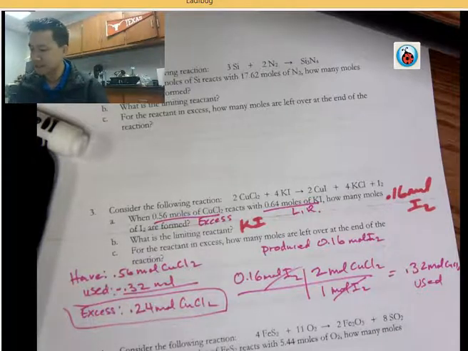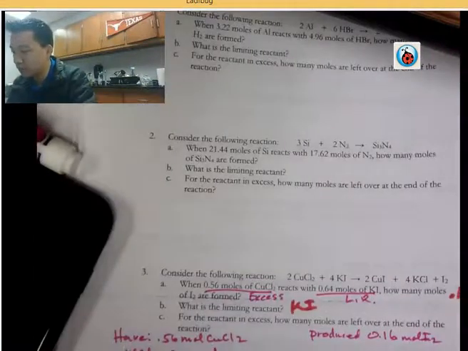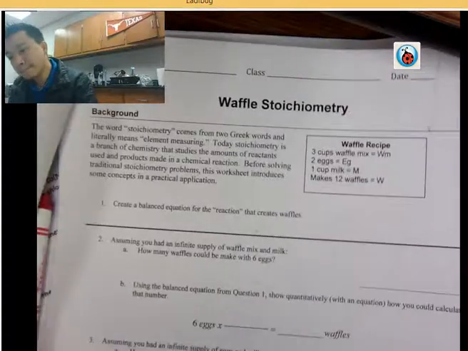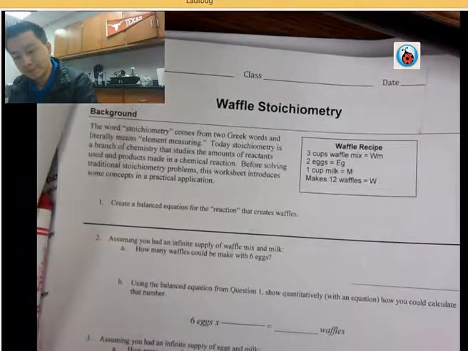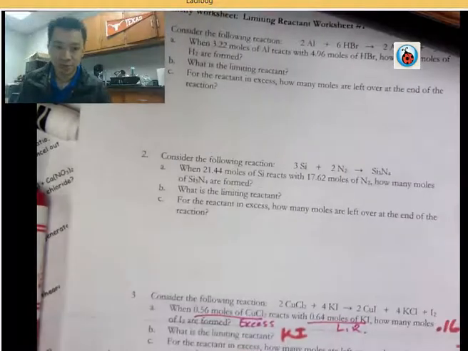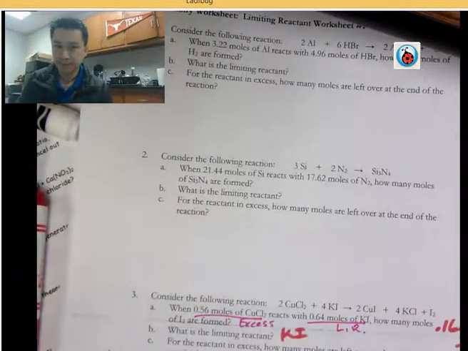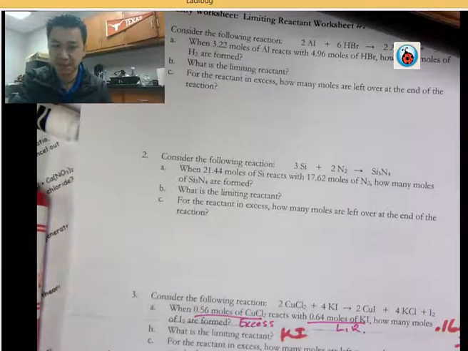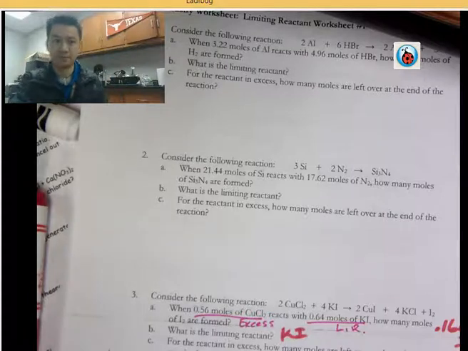So this is actually pretty easy. This is all mole to mole. That's not bad. So do numbers 1, 3, and 4. I'm going to have to find another worksheet that involves the grams in here. So go ahead and do 1, 3, and 4, pause it, do that, and I'll come back with a more complicated one. BRB. Pause it.